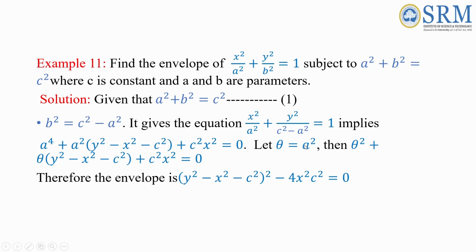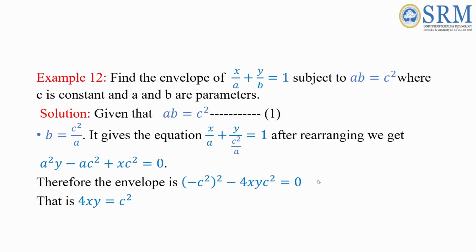Now it is of the form aθ² + bθ + c = 0. Therefore, the envelope is (y² - x² - c²)² - 4x²c² = 0. These are all some simple examples. You can refer to the textbook Engineering Mathematics by B.S. Grewal for more problems. Let us see the next example.